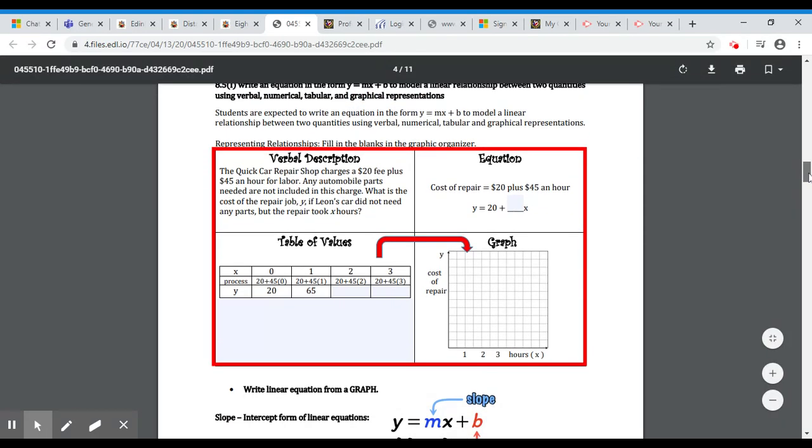Now, none of this is new. Our verbal description, you've seen these many times, and this is the way you'll see it most often than not in your STAAR. You also have equation, table of values, and your graph. Now these two, you can get this information from here, put it onto a graph, vice versa. Okay, so these are just examples of the way you're going to be writing equations.